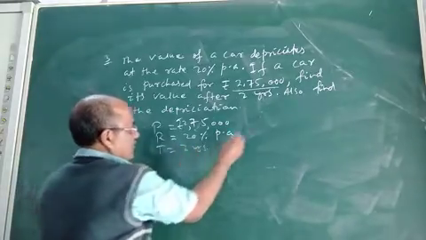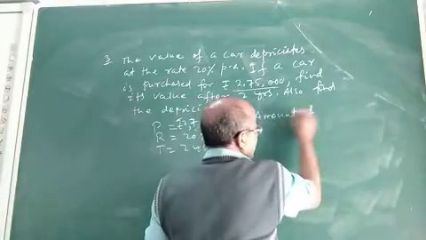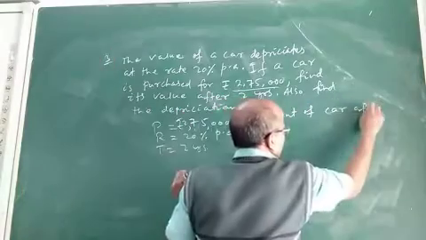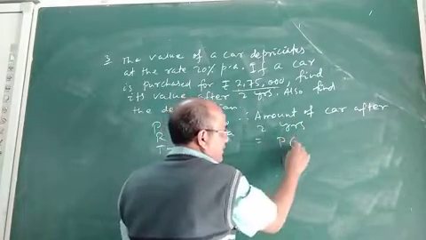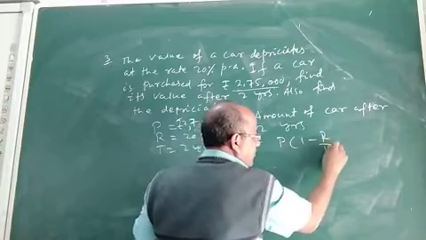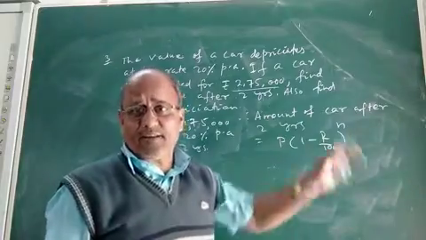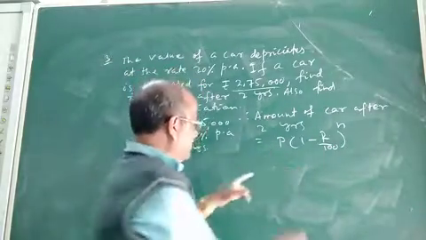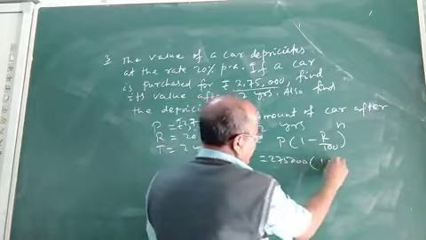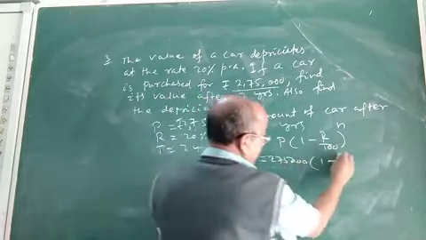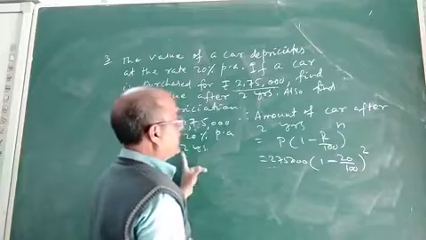So therefore, what will be the value of the car after 2 years? How to get it? What is the formula? P into (1 minus R by 100) whole to the power n. Here minus will come. Why? Because its value is decreasing, depreciating. So it will be minus. Now find the value. P is 2,75,000. This is 1 minus R by 100, R is 20, 20 by 100 whole to the power 2. N is 2 here.